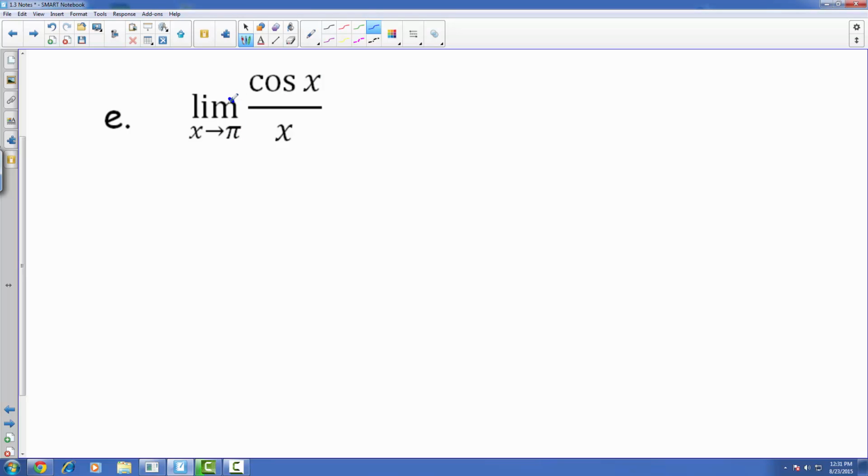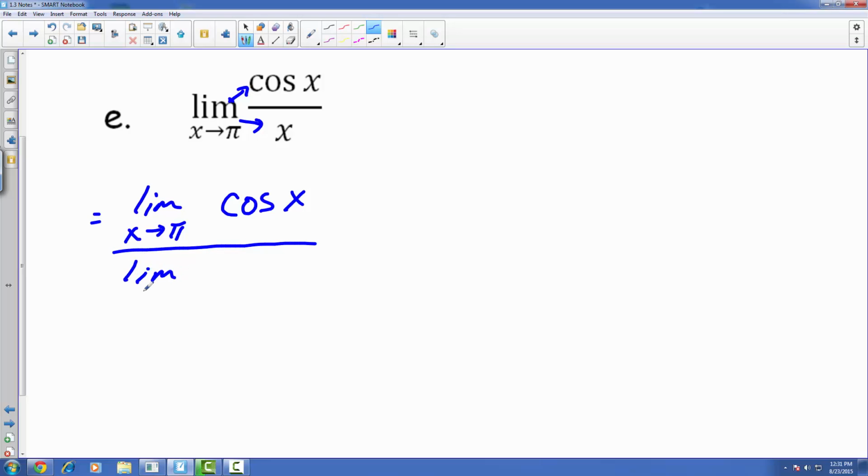So using our quotient property, we know that we can go ahead and apply this limit to the top as well as the bottom. And so when we do that, we have the limit as x approaches pi of the cosine of x. Again, just using that quotient property to make things a little bit simpler so we can break things down a little bit. And the limit as x approaches pi on the bottom of just x. So again, now we can go ahead and look at these on their own.